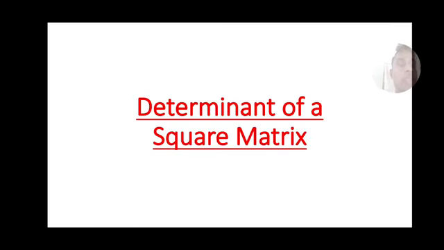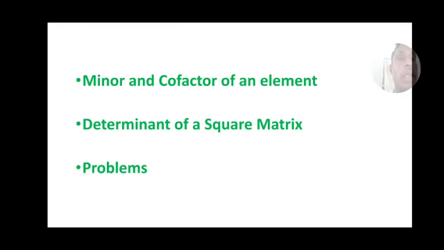Students, today's class we are going to learn the determinant of a square matrix. In the previous class we discussed the determinant of a 2 by 2 square matrix. In this class we are going to learn the generalized square matrix. Next, today's class we are going to learn the topics minor and cofactor of an element.